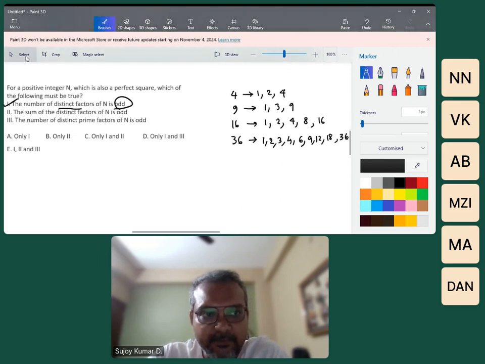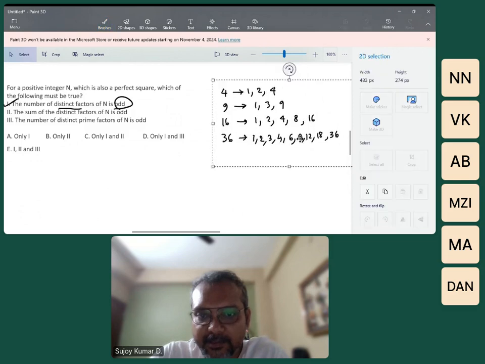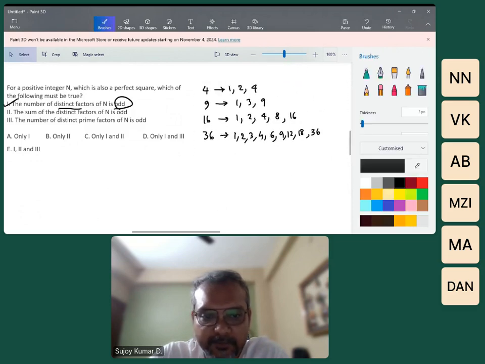I just listed down some perfect squares. Then we listed down the factors of those perfect squares, and we found that every time it's coming out to be odd.